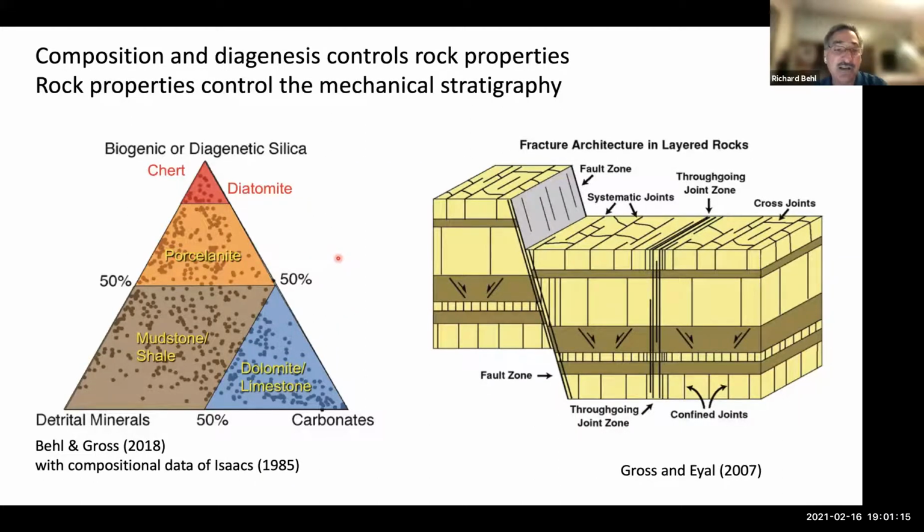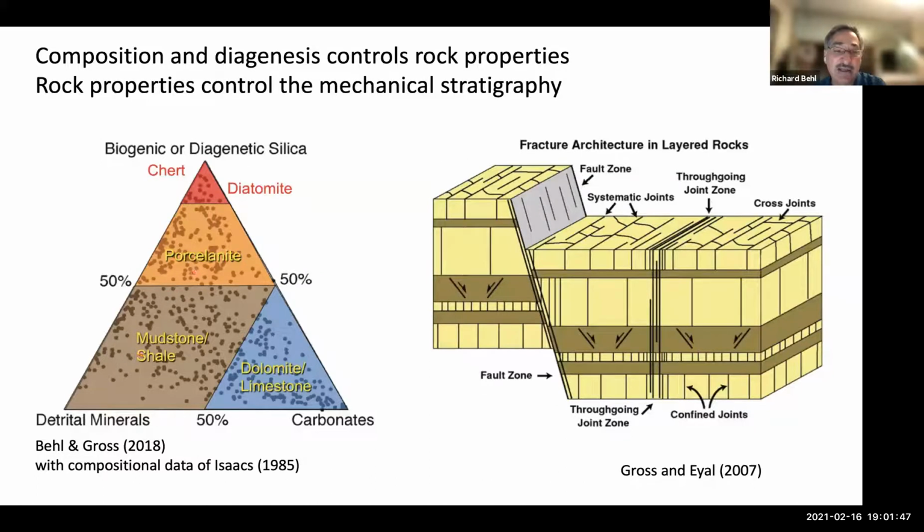So for instance, cherts, which are very, very pure diagenetic siliceous rocks, porcelanites, which are still highly siliceous, but a little bit less pure than cherts, and dolomites or limestones, which are made of calcium carbonate or calcium magnesium carbonate, these tend to make brittle rocks, hard, well-cemented, fracturable or brecciated brittle rocks that deform in a brittle style when deformed.